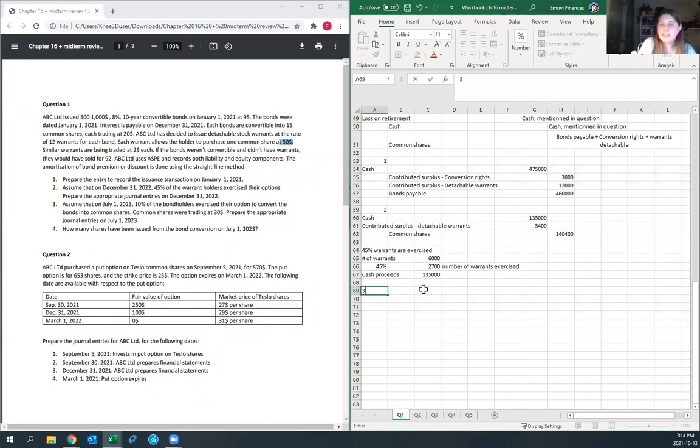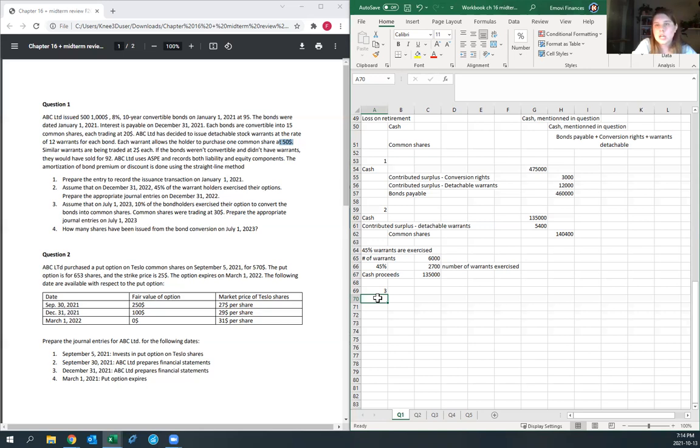All right, so that's all for requirement 2. Not as bad as maybe your assignment if you had a similar question. Then for requirement 3, assume that on July 1st, 2023, 10% of the bondholders exercised their option to convert the bonds into common shares. Common shares were trading at $30. Prepare the appropriate journal entries on July 1st, 2023.